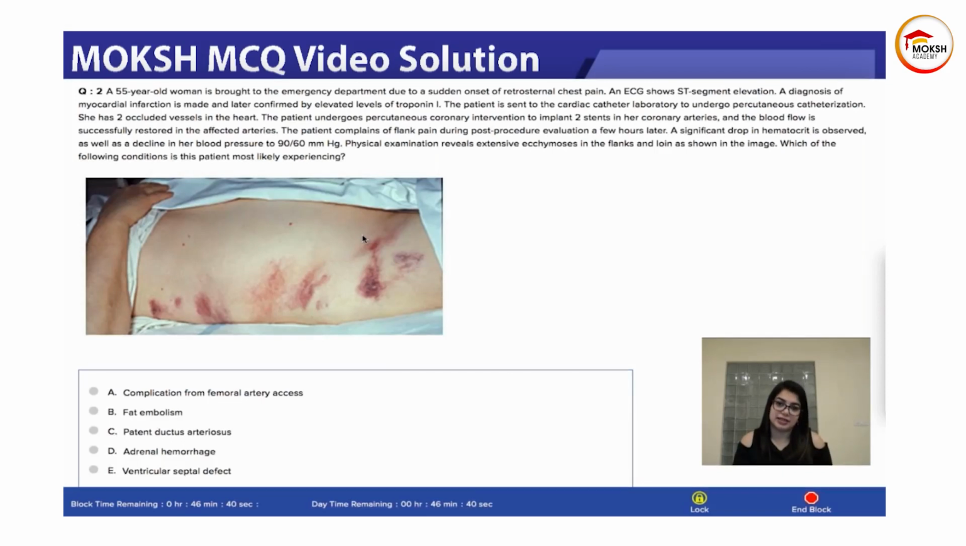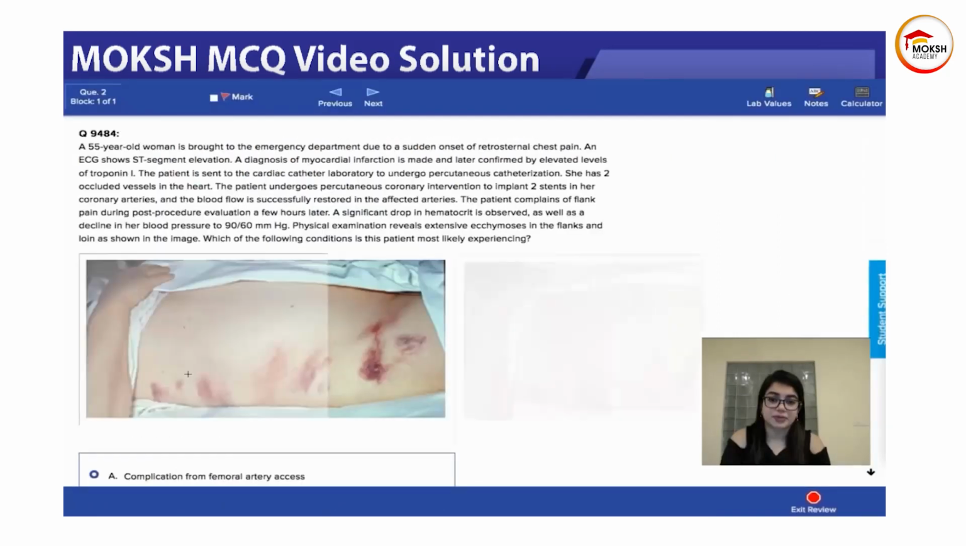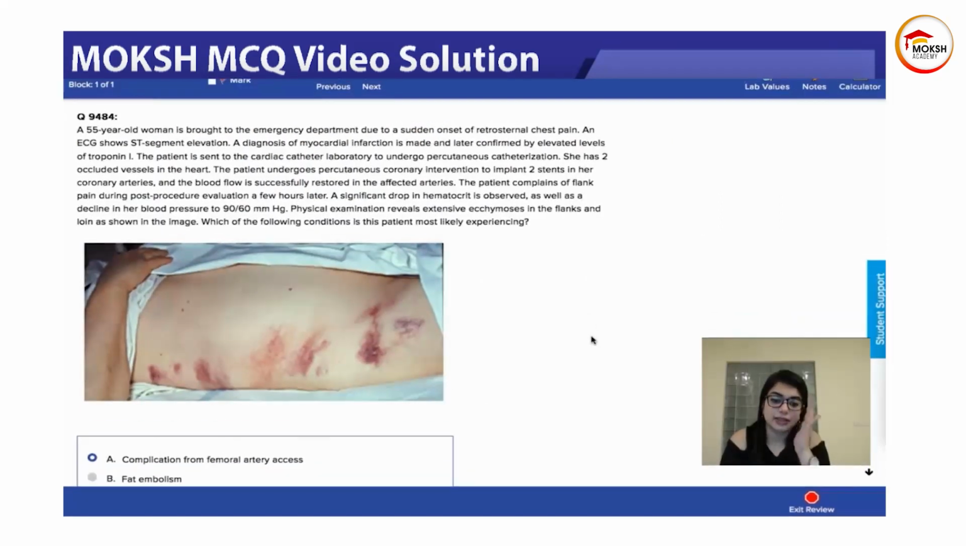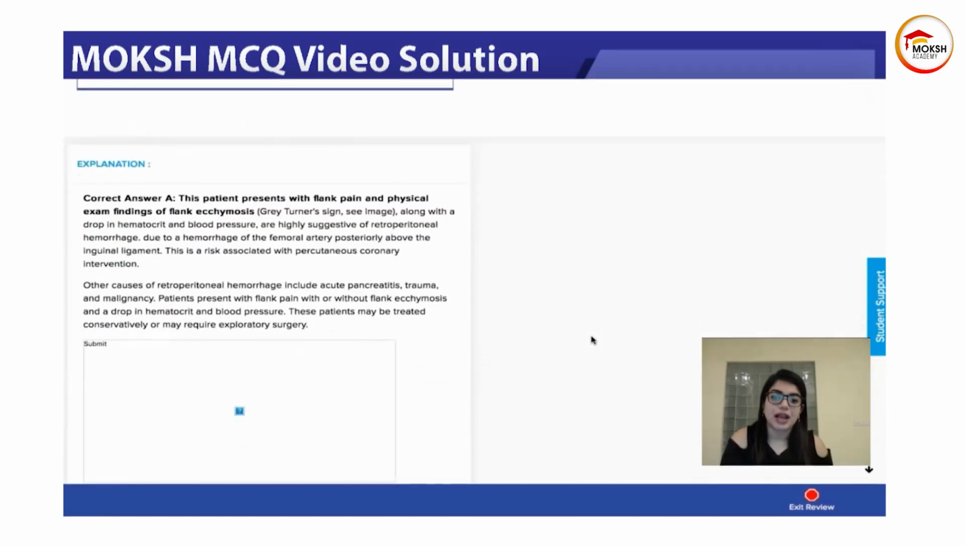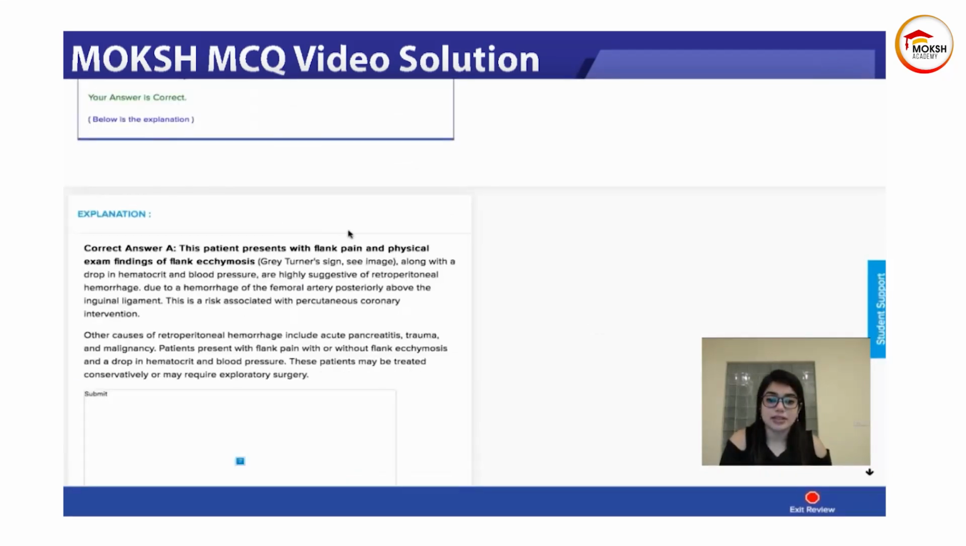So how do you do PCI? You always enter through the femoral artery, right? From the femoral artery, you go to the external iliac, then to the common iliac, then to the aorta, right? And from the aorta, you go to the coronary artery. That's how you access it. So this was your characteristic Grey Turner sign. Okay, and so there's Grey Turner sign, right?